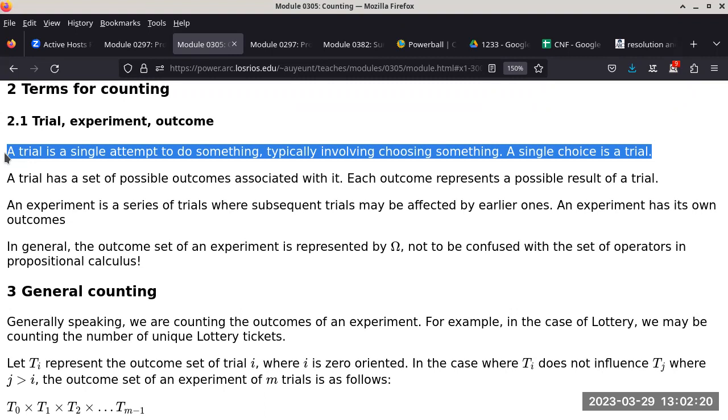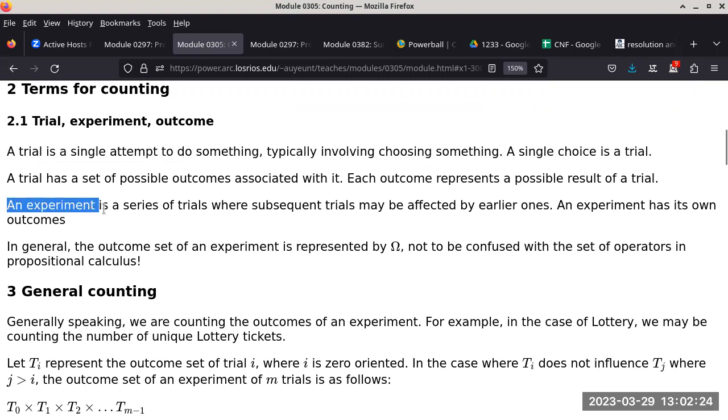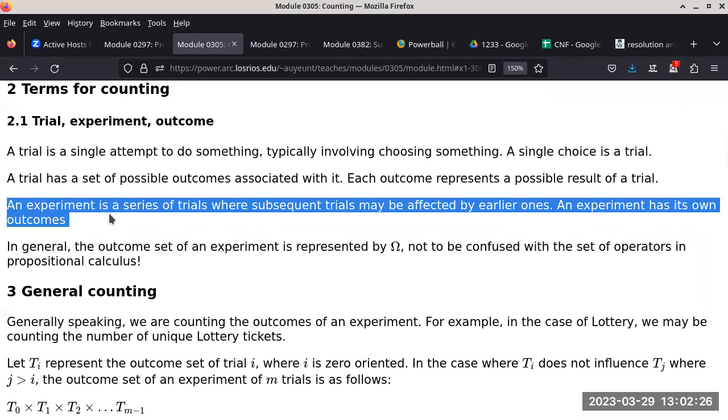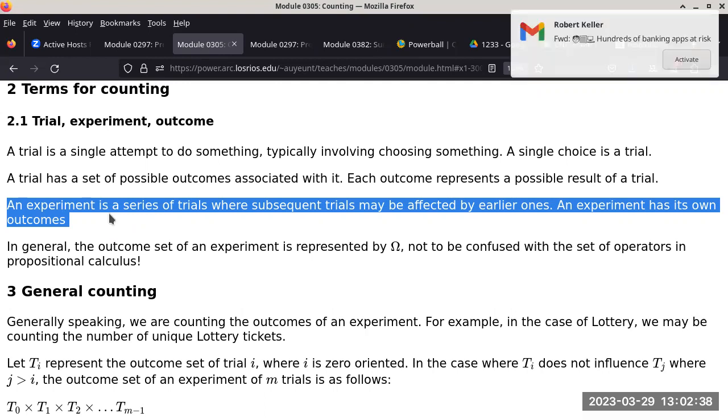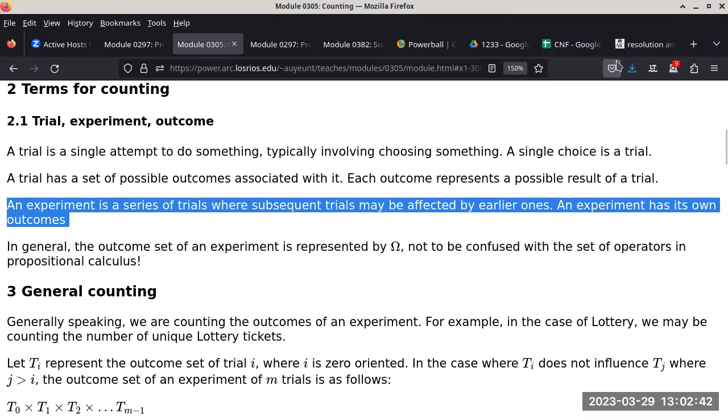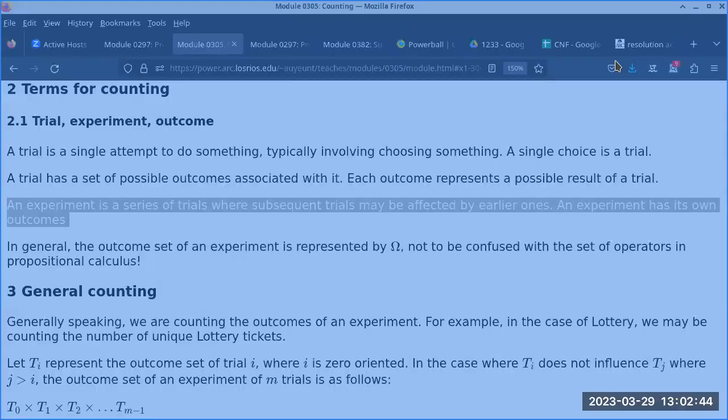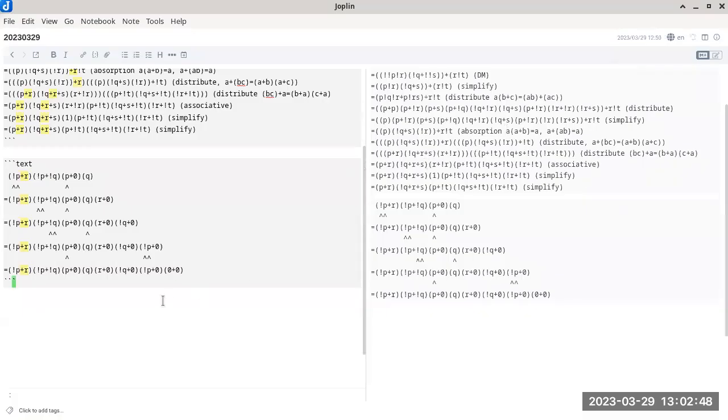Okay, so that's good. So once we define what a trial is, an experiment is nothing more than just a sequence or a series of trials where subsequent trials may be affected by earlier ones. And an experiment has its own outcomes. Okay, so what does that mean? Let me show you a few examples. And the first one is, okay, let me go back to Joplin and I'll use Joplin for that.